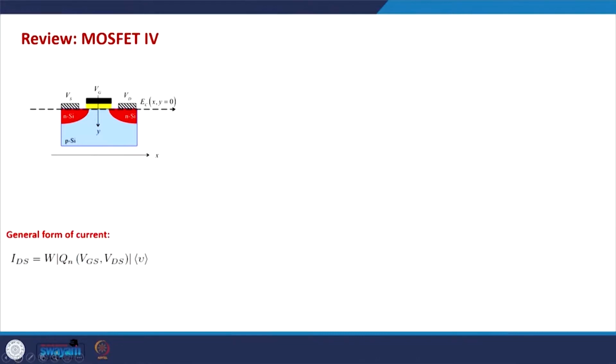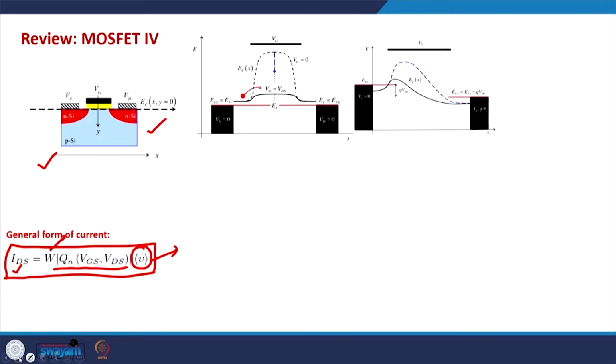As you know, we are discussing the electrical characteristics of a MOSFET, and a MOSFET looks like this. The general form of the current is like this. In this expression, you can see that the current depends on the charge in the channel and the velocity with which this charge is moving through the channel. We also need to multiply by the width to account for the total current in the channel. And so, this becomes the starting point of MOSFET IV characteristics in any case.